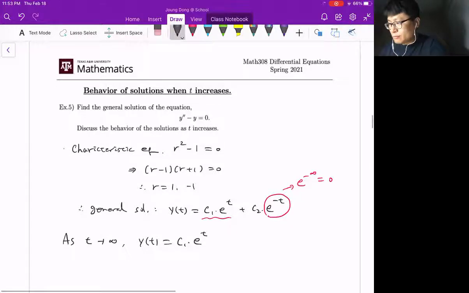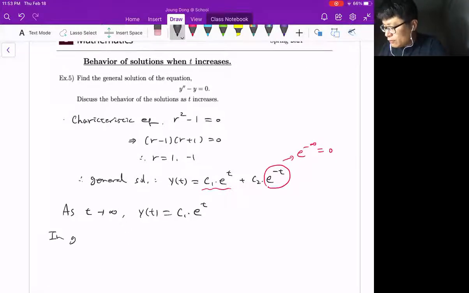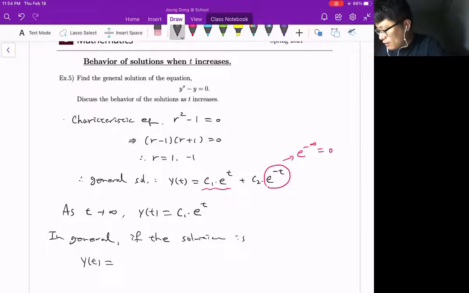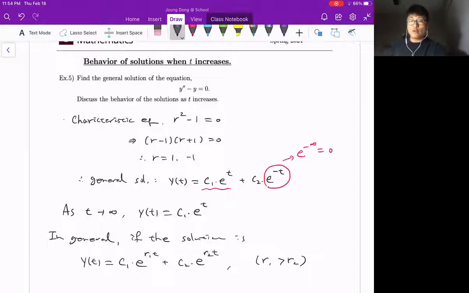And so in general, if the solution y(t) is a linear combination of two specific solutions, C1 e to the r1 t plus C2 e to the r2 t, and we assume r1 is bigger than r2, they could both be positive. But if r1 is bigger than r2, then definitely your first term, C1 times e to the r1 t, will dominate your second term. Is it okay? That is the idea.